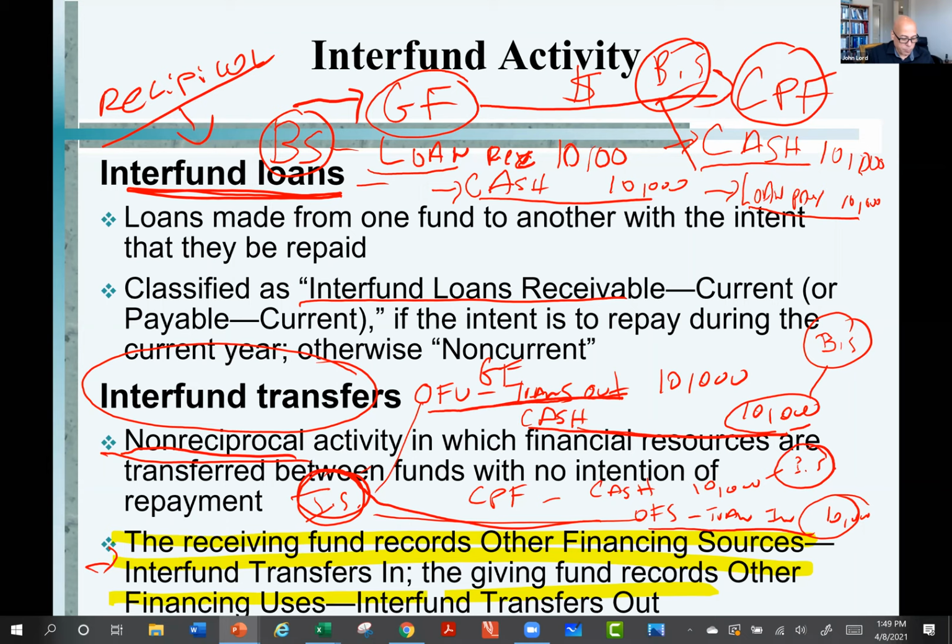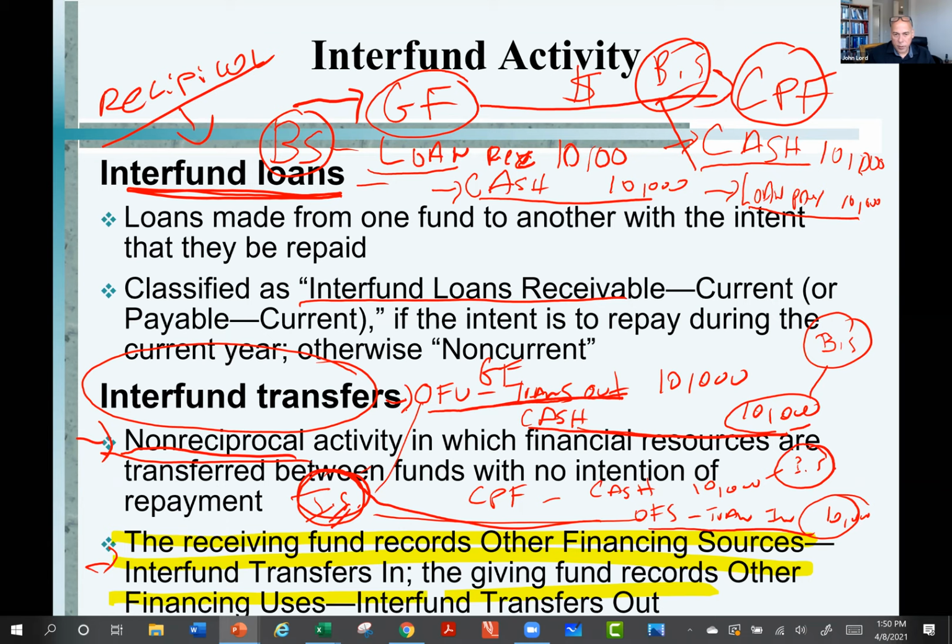Now we come over to the interfund transfers. Remember, we've talked about interfund transfers as being one other financing use, and one of two other financing sources. This interfund transfer is non-reciprocal. It's not expected that the capital project fund will send this money back to the general fund. So now the general fund, instead of debiting loan receivable on the balance sheet, will debit other financing uses, transfer out. I put IS here because it would be reported on the statement of revenues, expenditures, and changes in fund balance, like the income statement. We debit other financing uses, transfer out $10,000, and credit cash, which is on the balance sheet, because we're sending that cash out of the general fund into the capital project fund.